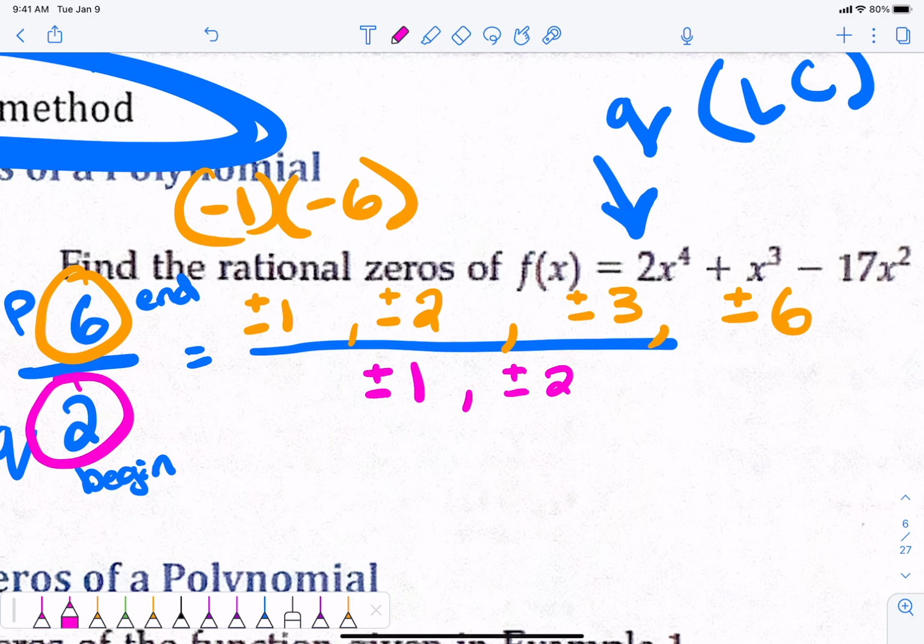Okay, are you ready? This is the P over Q method, okay? All right, you do this process every single time you do the P over Q method, okay?